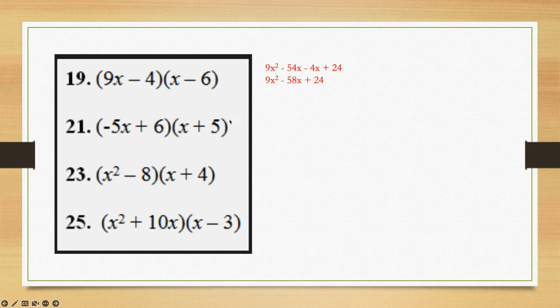Number 21. First we distribute the negative 5x, and I get negative 5x squared minus 25x. Then I distribute the 6, and that 6 is a positive, 6x, and positive 6 times positive 5 is 30. Combining middle terms, I get negative 19x in the middle. So negative 5x squared minus 19x plus 30.